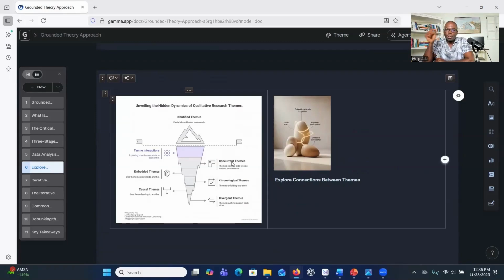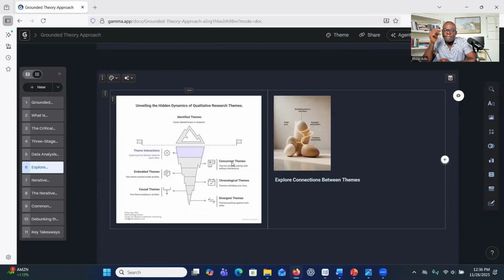You explore the relationship between themes, right? There are different types of relationship that you can explore. One of them is called concurrent relationship: are the themes happening at the same time? We have chronological relationship or sequential relationship. That's one theme comes and then is followed by another theme.